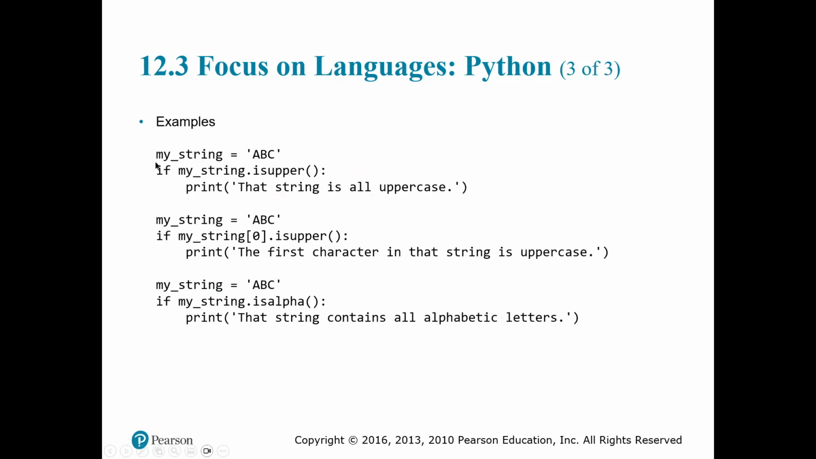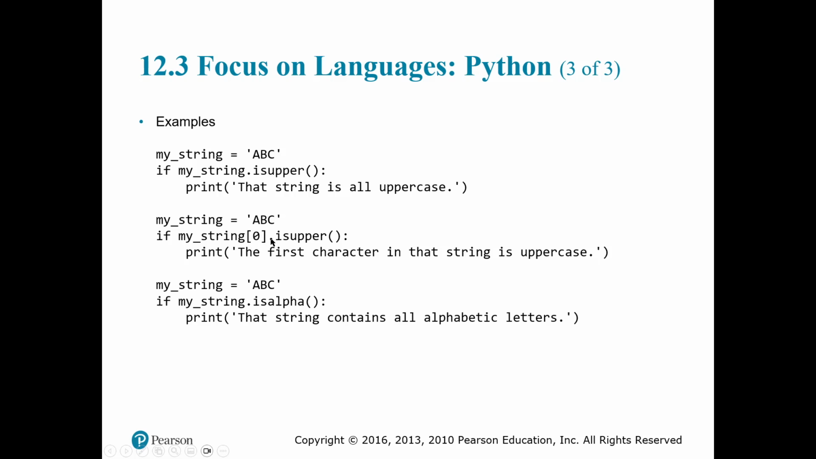Here are some examples. You can see here we have a string ABC, and if we call myString.isUpper, that's going to return true because all of our characters are uppercase. Now, if we run a specific character check, as you can see here, this is how you would run a character check. My underscore string, and then square brackets and the subscript of the character that you want to check.